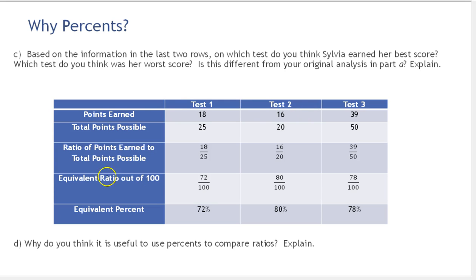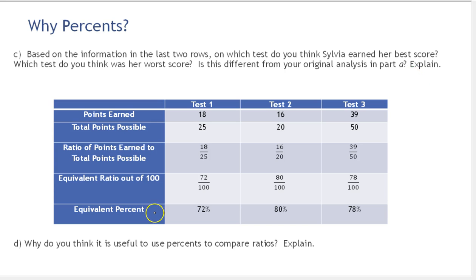Okay, so here's all of that information in a table for us. And now we were asked, based on the information in the last 2 rows, on which test do you think Sylvia earned her best score? Which test do you think was her worst score? Is this different from your original analysis in Part A? Explain. I don't know what your original analysis was, so you're going to fill that in yourself.